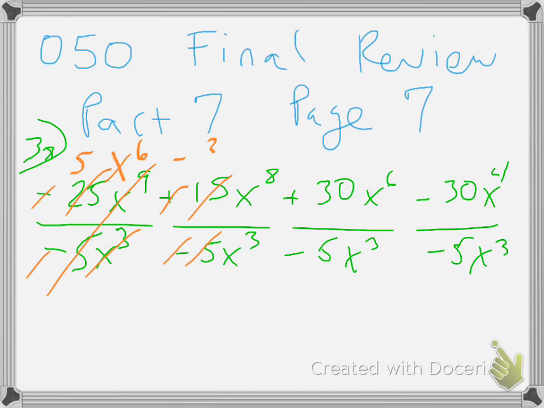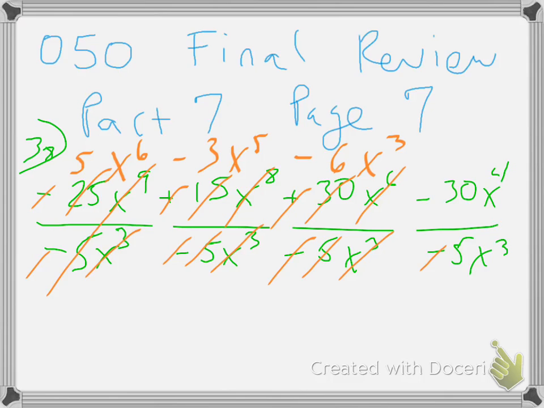5 goes into that thrice. Take away 3 from 8, x to the 5th. You can see it's going down in order, descending exponent order. Over here, oops, another plus and a minus, so it's minus. 5 goes into 35 times. Take away 3 from x to the 6, you get x to the third.